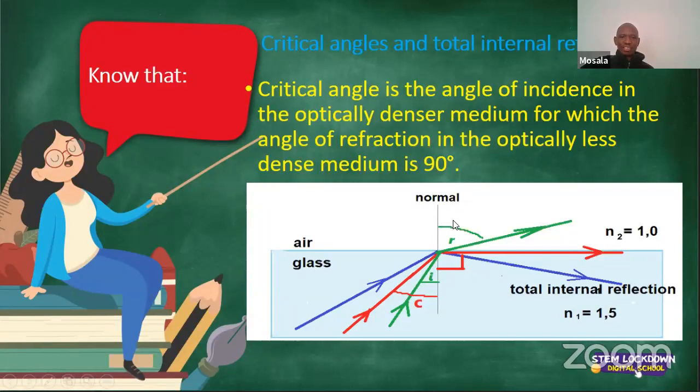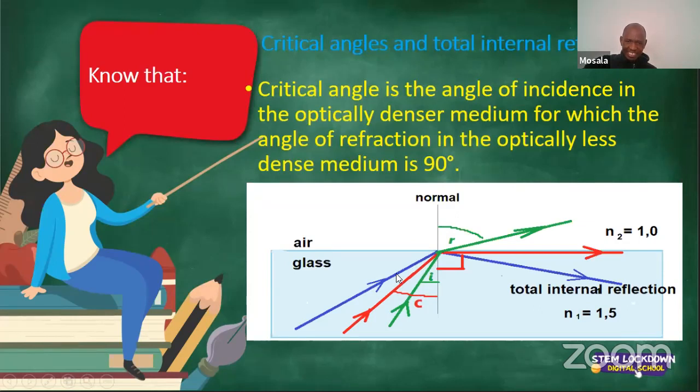So remember, what are the conditions for total internal reflection? Number one, light must be traveling from an optically denser medium to a less optically dense medium. Here the condition is met because glass is optically denser than air. So light was trying to travel from an optically denser medium, which is glass, to air, which is less optically dense compared to glass.